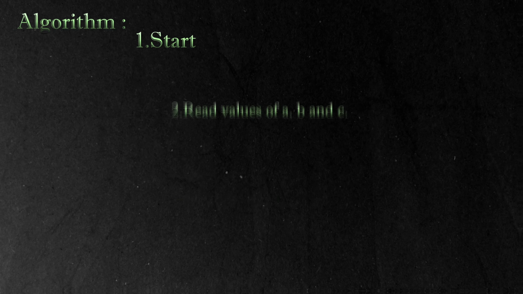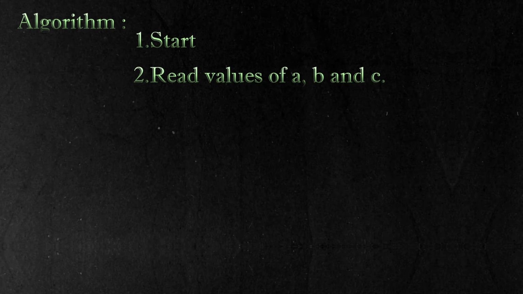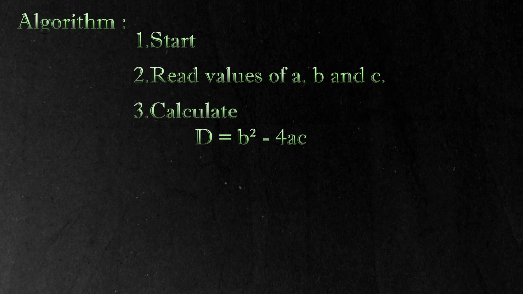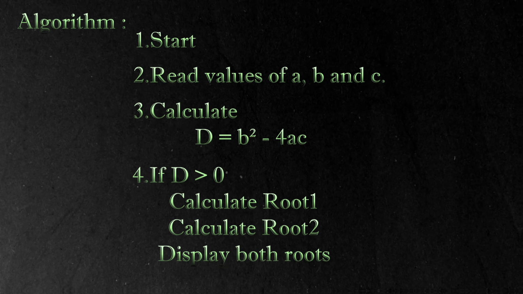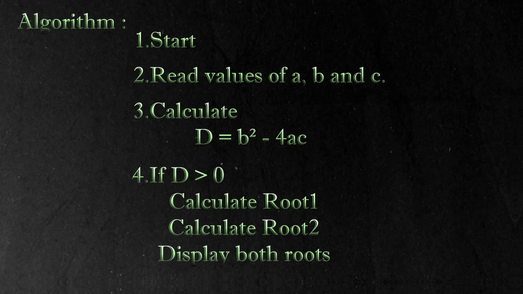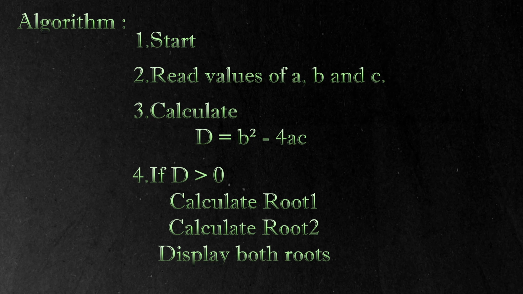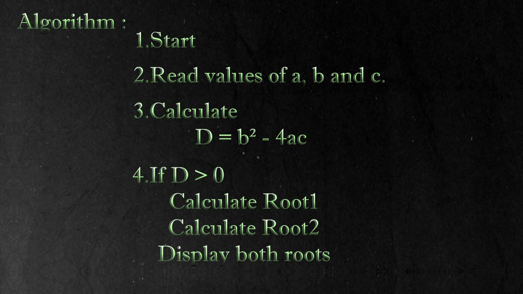So now our algorithm, that is the steps to write the code, will be like this. Start, that is #include and int main. Second step: read the values of a, b and c. Third: calculation of the discriminant, that is d = b² - 4ac. Fourth: verifying conditions. In the first condition, if d is greater than 0, then x = -b ± √d / 2a. In that, first we calculate root 1, second calculate root 2, third display both the roots.